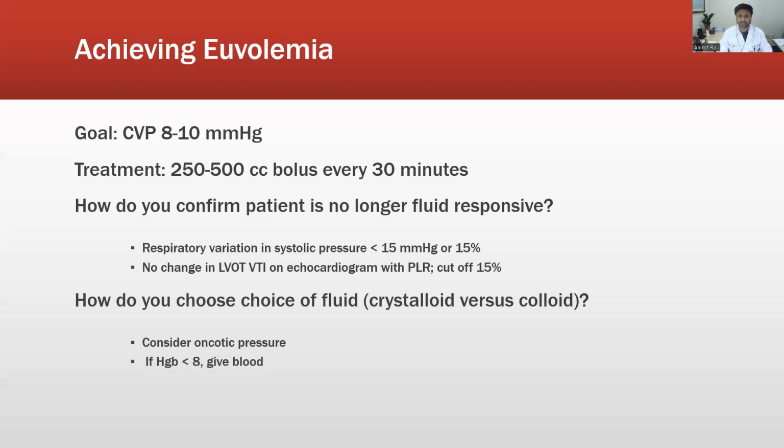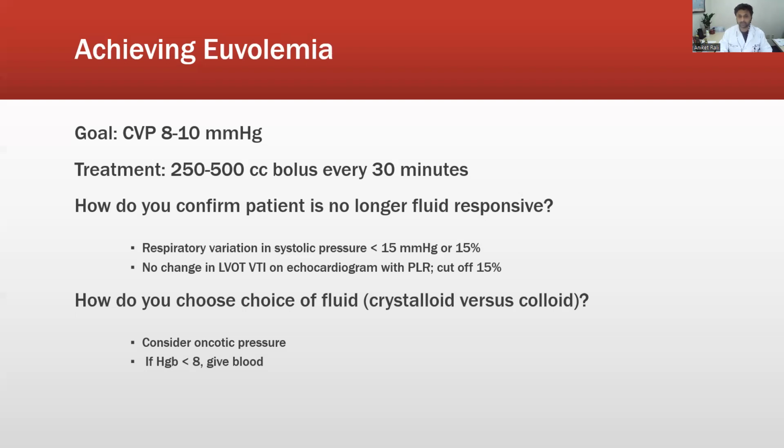That brings us to the next question: once we have identified somebody who we think will benefit from more fluids, how do we decide between the choice of fluid? Should we give them crystalloids such as normal saline or lactated Ringer's, or should we give them colloids such as albumin or blood? One of the things that I always look at in post-surgery patients is that if their hemoglobin is less than 8, you should always give them some blood, which serves not just to improve their oxygen carrying capacity, but also helps as a choice of fluid that can help bring up their CVP.